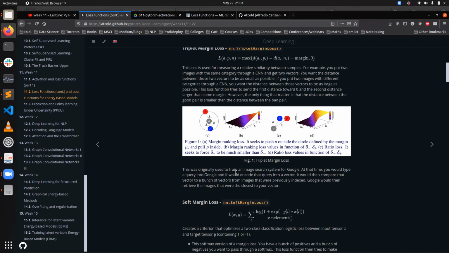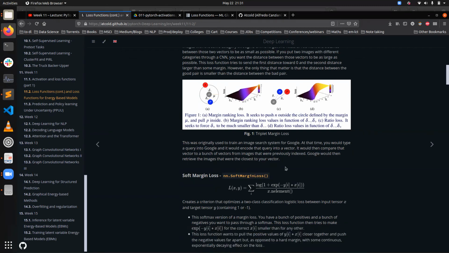This was originally used to train an image search system for Google. At that time, you would type a query into Google and it would encode that query into a vector. It would then compare that vector to a bunch of vectors from images that were previously indexed. Google would then retrieve the images that were previously indexed. Okay. Yep, that makes sense.